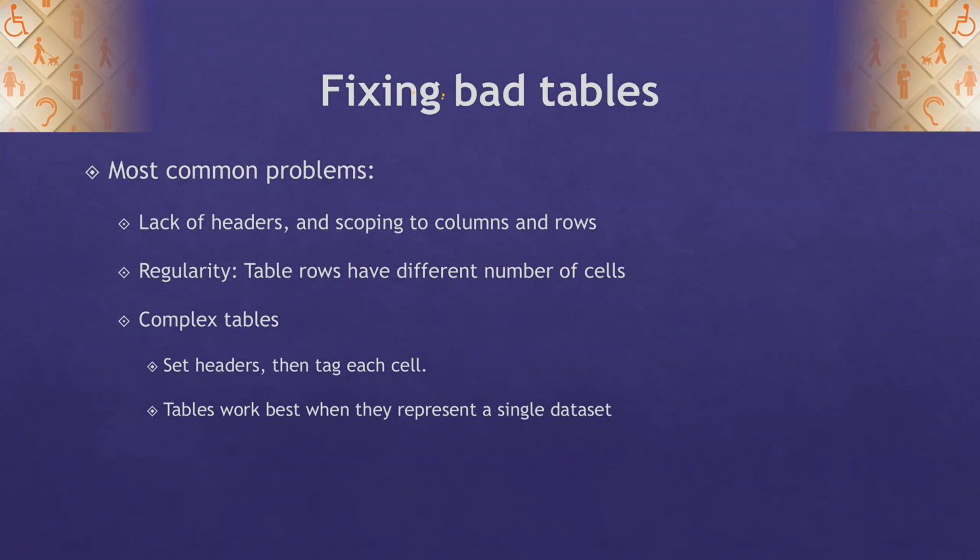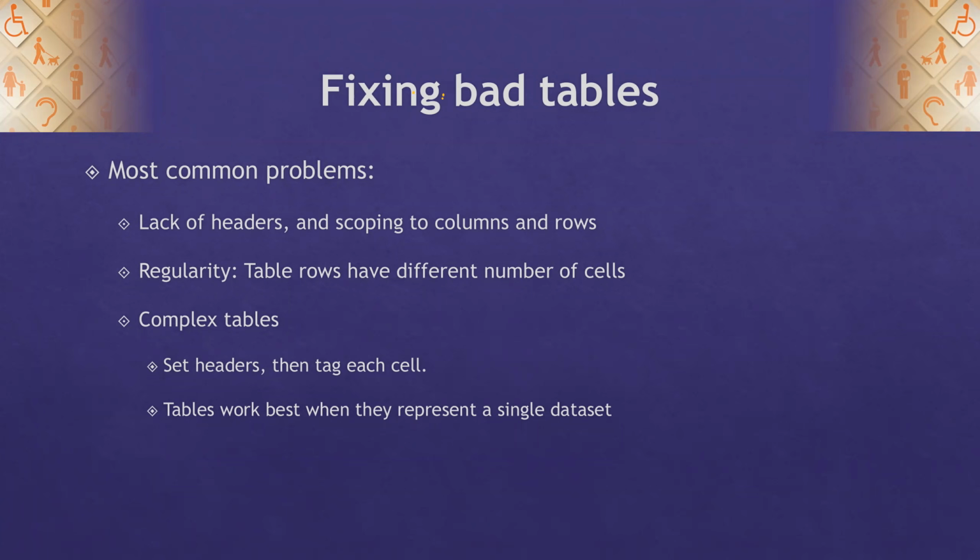When we have tables, the most common problems, the things that you'll get dinged on when you do an accessibility check, would be a lack of headers. That's having a TH cell at the top of a column or at the side of a row. And then scoping to columns and rows. When you scope, each cell knows exactly what column heading and what row heading it goes to, so it's harder to lose your place when you're listening to a table being read.